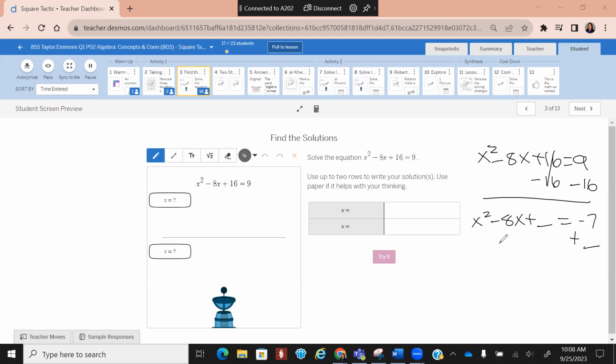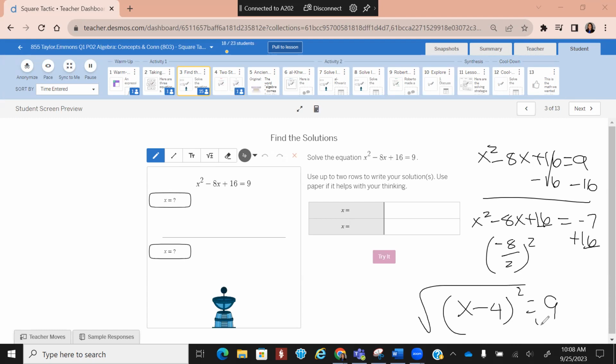Take B divided by 2 and then square it. What's -8 divided by 2? -4. -4 squared is +16 because negative times negative equals positive. Now, when we factor, we're going to get x minus 4 squared. What's -7 plus 16? 9.